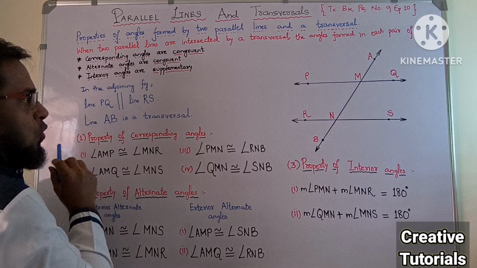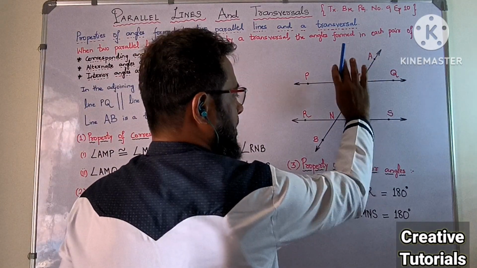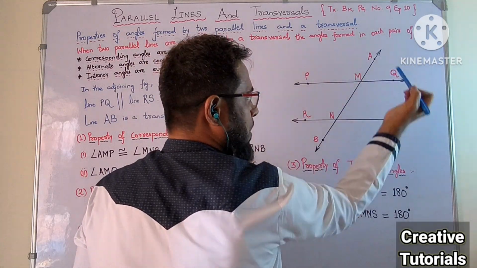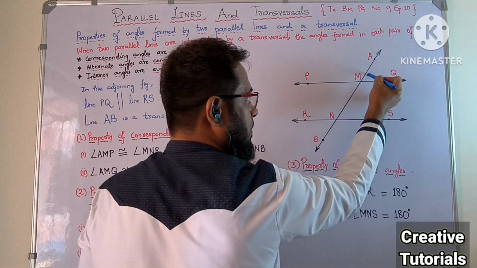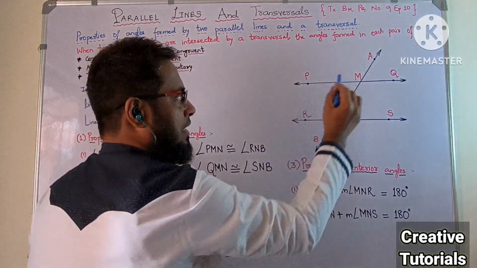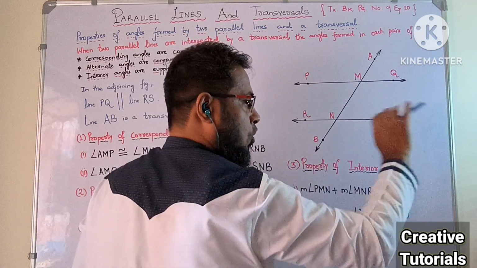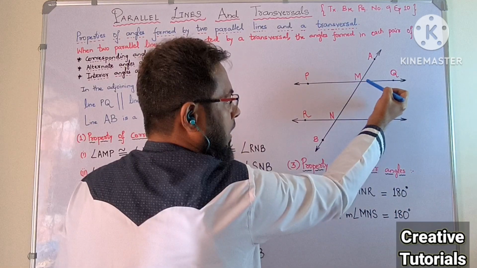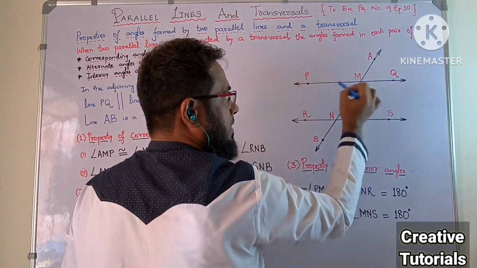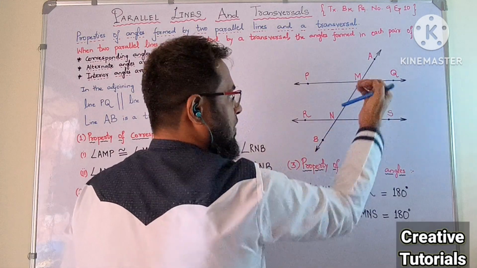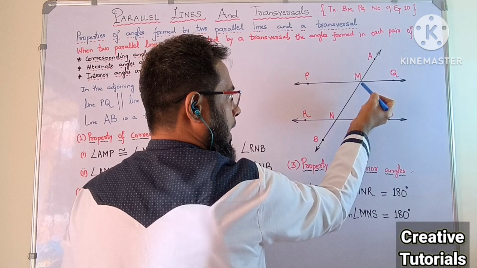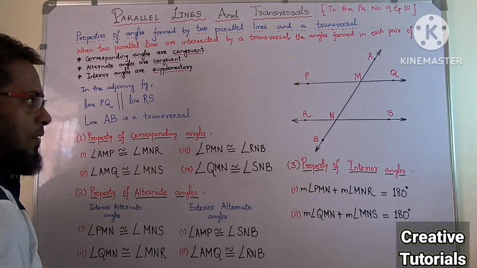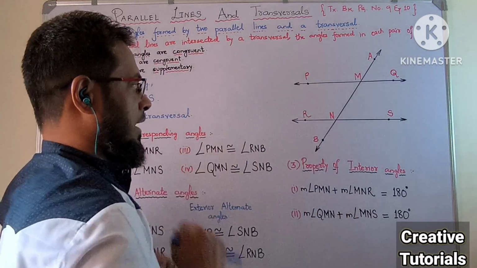Second pair is angle AMQ. What is angle AMQ? Let us come to the right hand side of the transversal now. Angle AMQ is congruent to angle MNS. Now you see this angle and this angle. Both the angles are on the same side of the transversal, on the right hand side, and both are above our lines. This angle is above this line, and this angle is above this line. So angle AMQ and angle MNS form one congruent pair of corresponding angles. Alright.